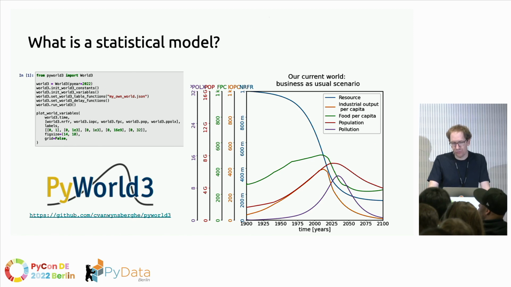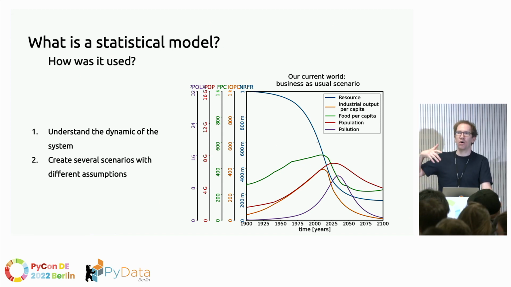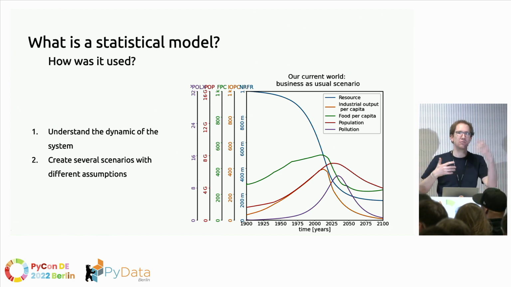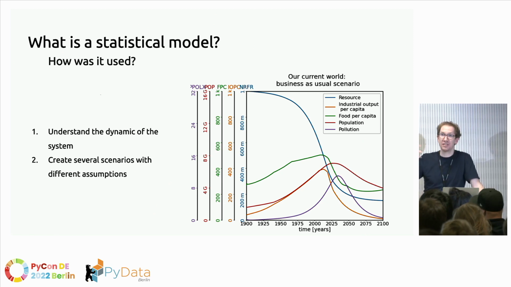And they were really interesting for two major things: understanding the dynamic of different inputs and how they interact with each other, and then creating several scenarios to know, for instance, until when we can pollute the planet until it is blowing up, or until it is sustainable, how much the population can grow until it affects another variable, etc. So they are using it in a very different way than what we will do afterwards. But it's still a statistical model.